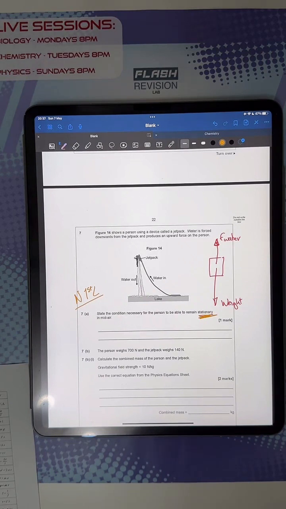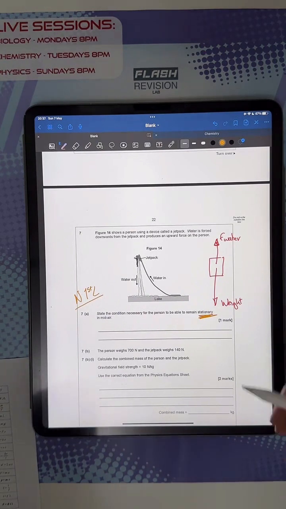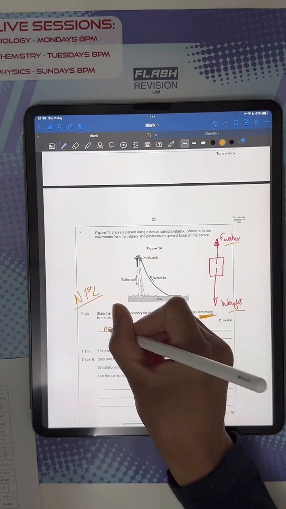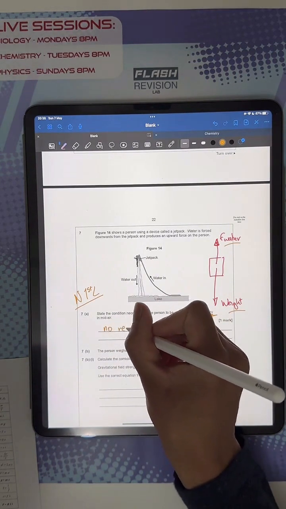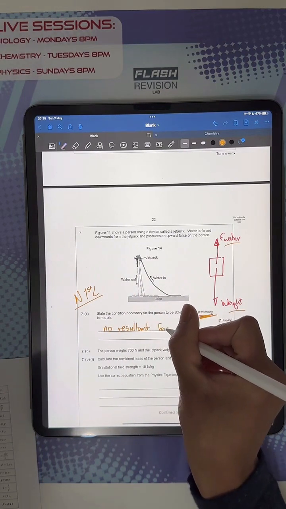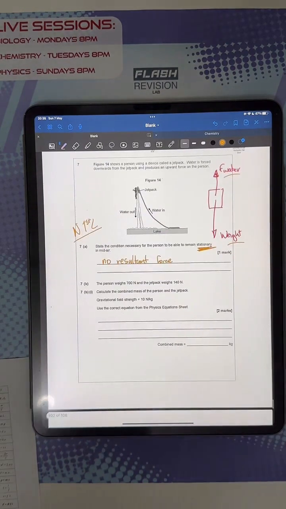Forces are equal. Yes, exactly. No resultant force. You can either say no resultant force, forces are equal, or you can say the upward force is equal to the downward force. Any of them will get you the mark. So no resultant force. Well done, guys.